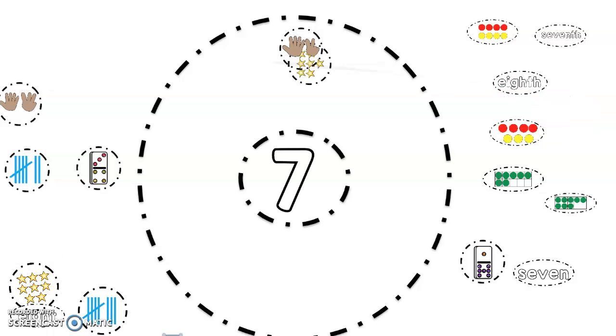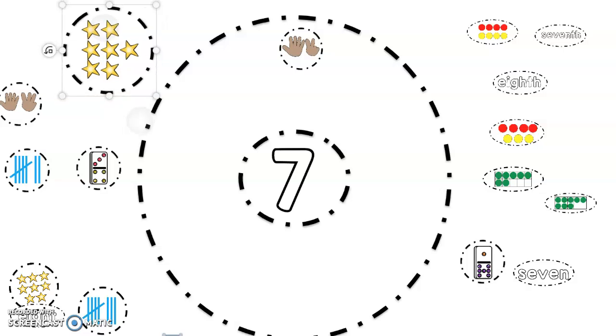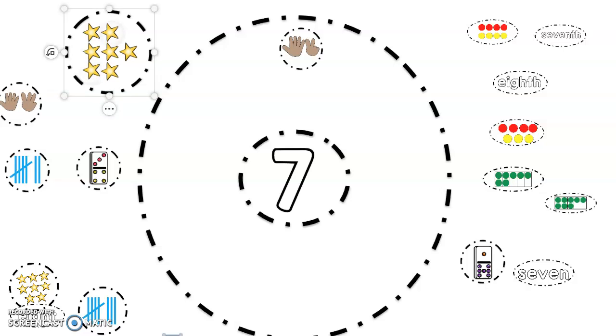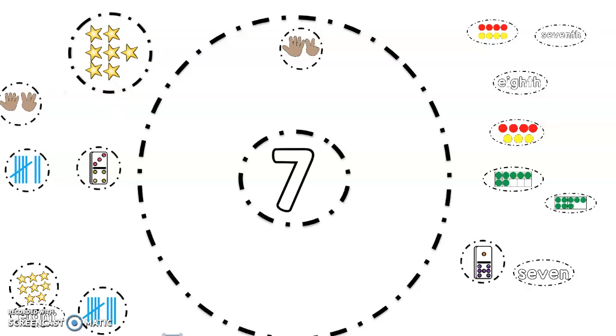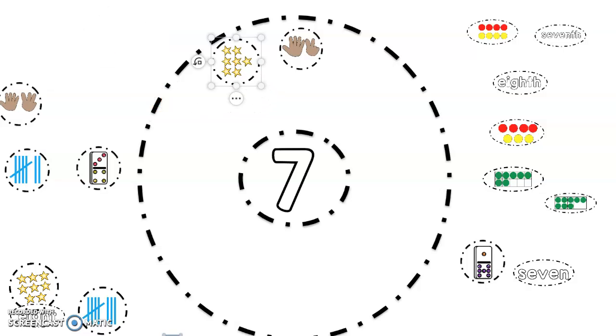Let me try these stars over here. I'll make it a little bit bigger so you can see it. All right, let's count these stars. 1, 2, 3, 4, 5, 6, 7. Do I want this group of stars? Yes, that matches 7, so we're going to put it in there.